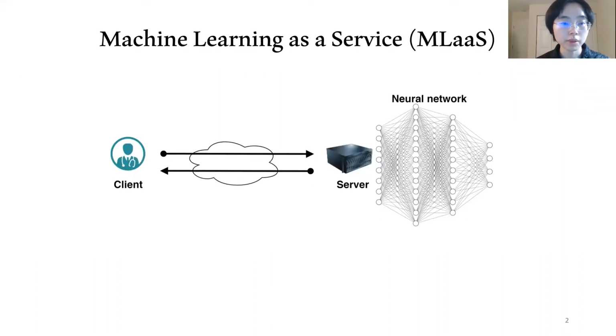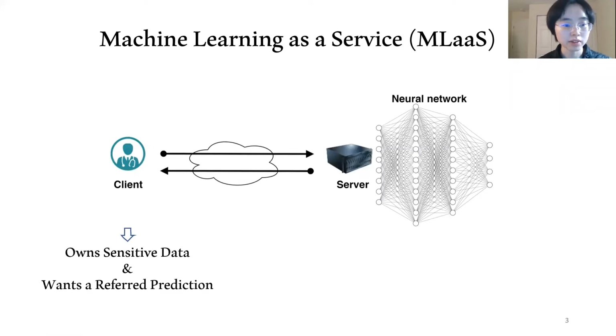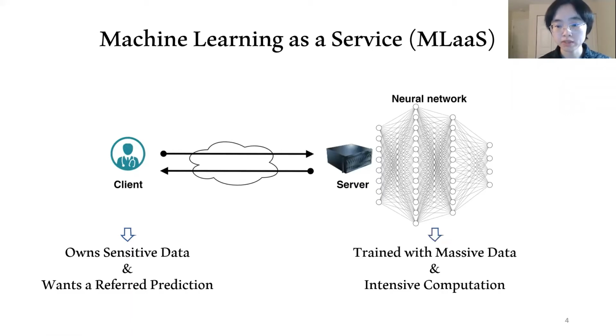First of all, let me introduce the background of machine learning as a service. Generally, there are often two parties, the client and the server. Usually, the client owns sensitive data and wants a prediction, while the server usually has a neural network that is trained with massive data and intensive computation.